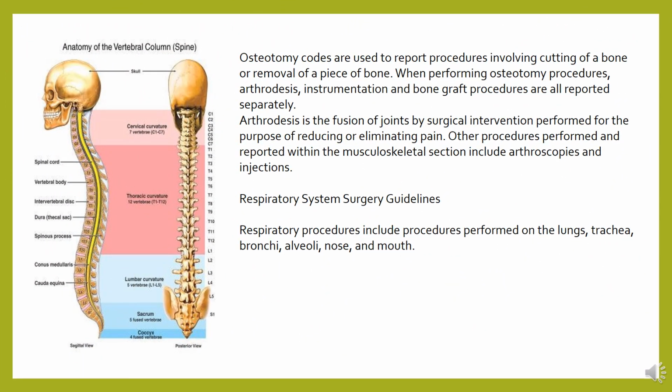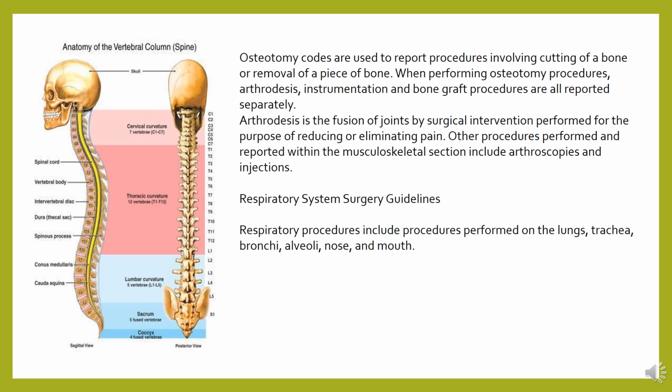Osteotomy codes are used to report procedures involving cutting of a bone or removal of a piece of bone. When performing osteotomy procedures, arthrodesis, instrumentation, and bone graft procedures are all reported separately. Arthrodesis is the fusion of joints by surgical intervention performed for the purpose of reducing or eliminating pain. Other procedures performed and reported within the musculoskeletal section include arthroscopies and injections.